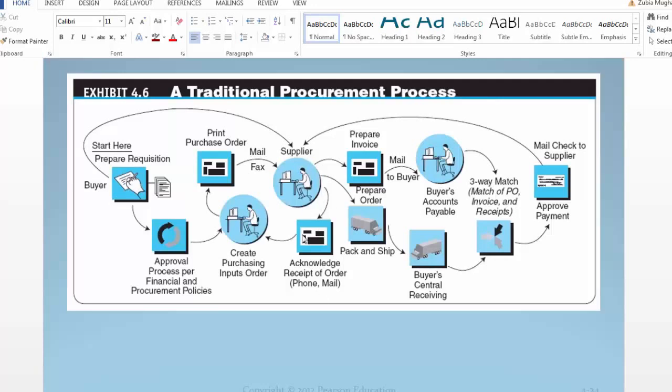Look at the amount of time it takes to write it down, make sure it is according to the policies, print it, mail it, fax it, and then receive an acknowledgement. Then the supplier would prepare an invoice and the order, mail it to the buyer, and then pack and ship to the buyer's central receiving point. Then a three-way match of purchase order, invoice, and receipts, and then approve payment and mail a check to the supplier. So this is the traditional procurement process, which took a lot of time.